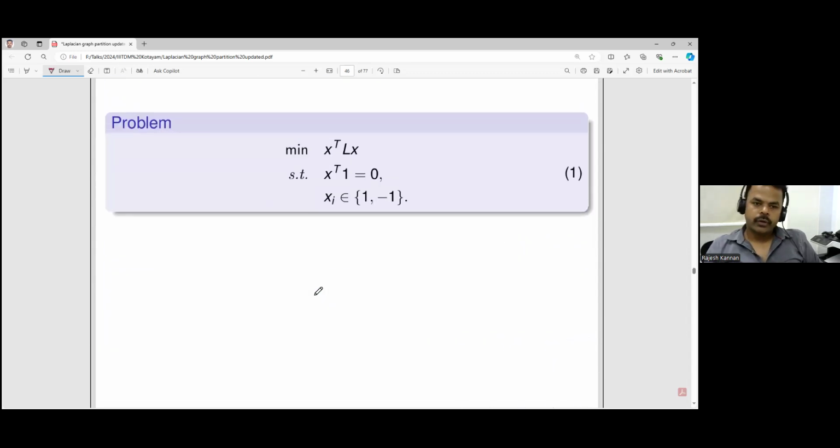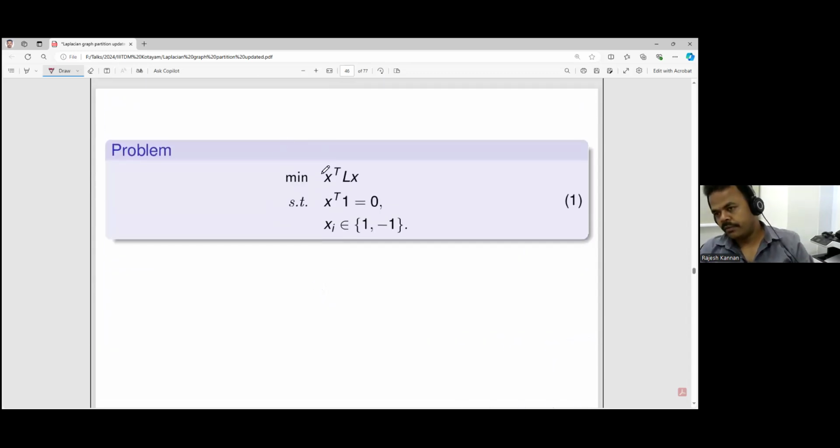If you might have seen this, this may be a familiar or easier way to write down the problem. I have to minimize this quadratic form X transpose LX, subject to the condition that X transpose 1 equals 0 and all the components of X are +1 or -1. If you wonder where this constraint is coming from, we are taking cardinality of V1 equal to cardinality of V2. That means this vector X has an equal number of +1s and -1s, so when you sum everything, you get 0.